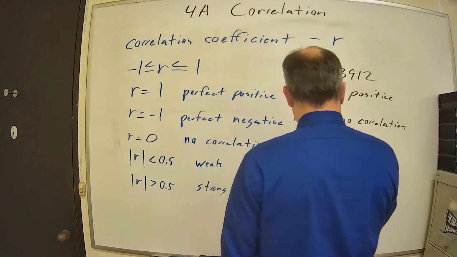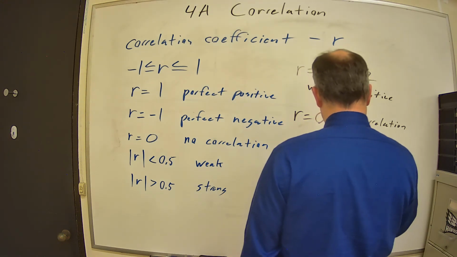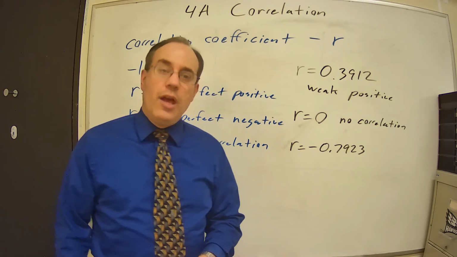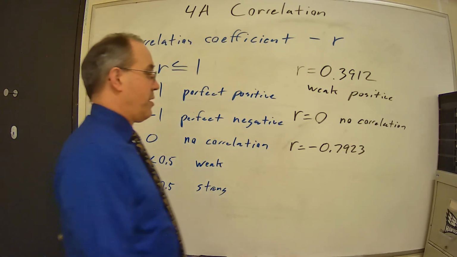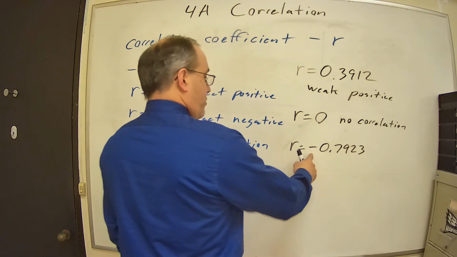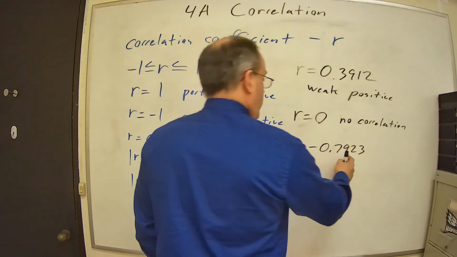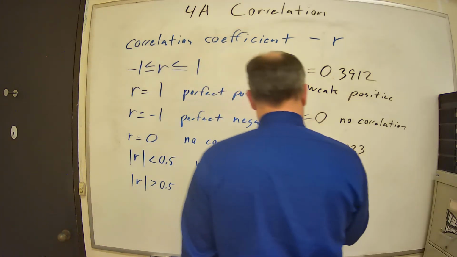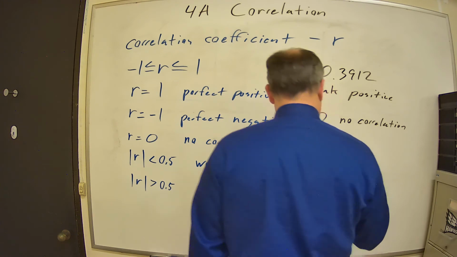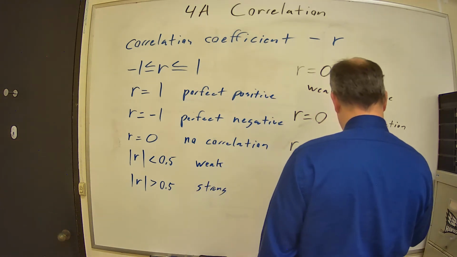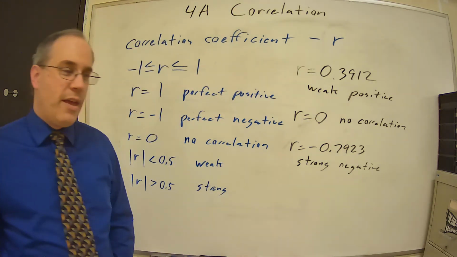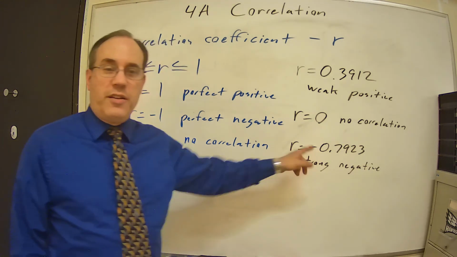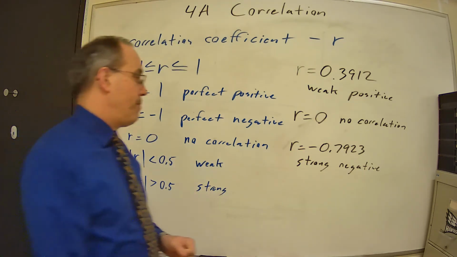R equal to -0.7923. What type of correlation do we have? I see a negative sign, so therefore it's negative, and 0.79 is greater than 0.5, so we have a strong negative correlation. Okay, so a strong negative. Strong because it's greater than 0.5, negative because the sign is negative. It's got a negative slope to it.